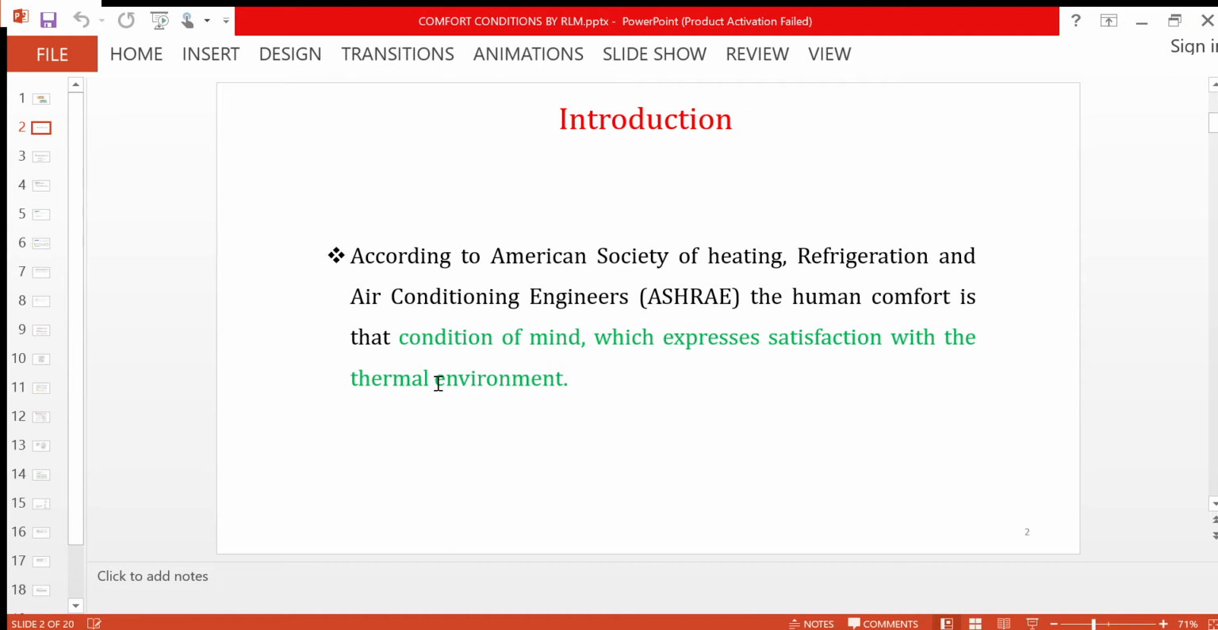The condition of mind, or the need of your airflow to the conditioned space, will be different in summer and winter. So what is the wind velocity, temperature, and humidity level to be maintained so that a human being will feel good? That is the necessity of studying this chapter.